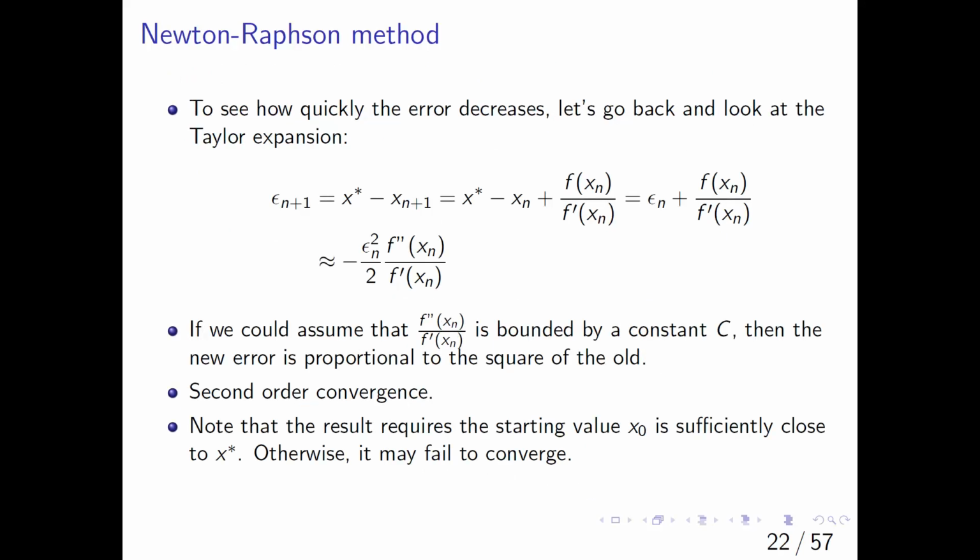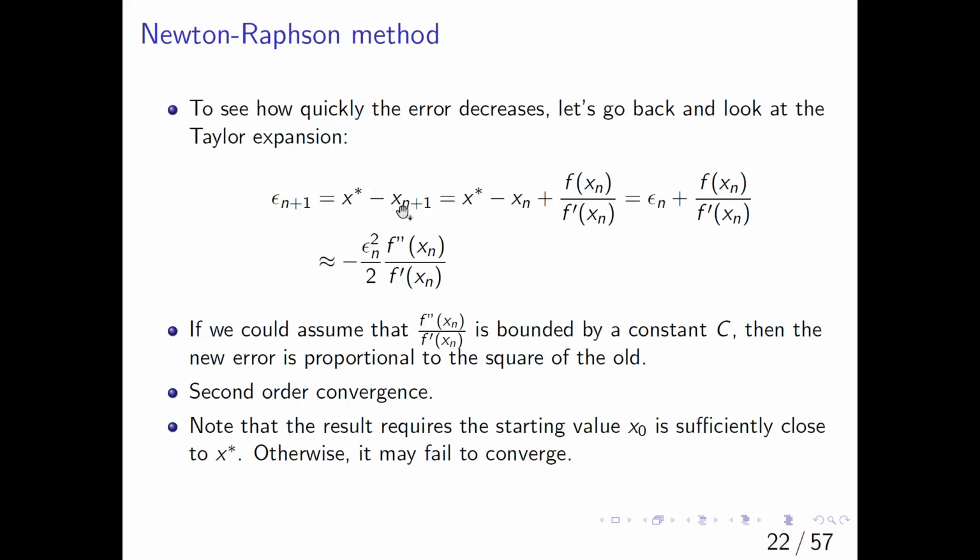So to see how quickly the error decreases, let's go back and look at the Taylor expansion. Here, I want to compare the error at the current step and the error at the next step, and see how quickly it can reduce from the current error. Okay. So here is another approximation calculation. Essentially, epsilon n plus 1, this is the approximation error at the next step. It becomes x star minus this.